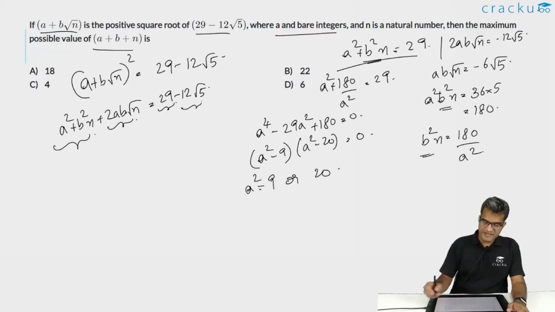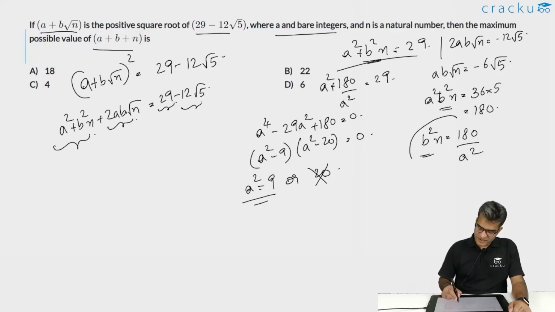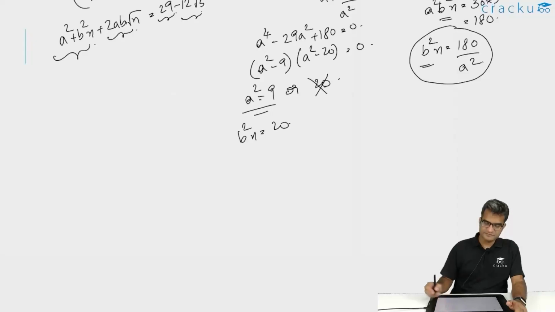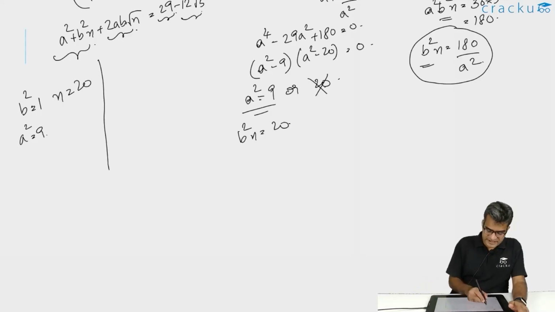We are told that a and b are integers. So a square cannot be equal to 20 because a cannot be square root of 20, which is an irrational number. This would imply that a square is 9. b square n is 180 by a square, and if a square is 9, b square n is equal to 20. So now we will have some cases. If b square n is equal to 20, either b square is 1, n is 20, and a square is always 9. This is one case. The second case is b square is equal to 4, n is equal to 5, and a square is equal to 9 again.